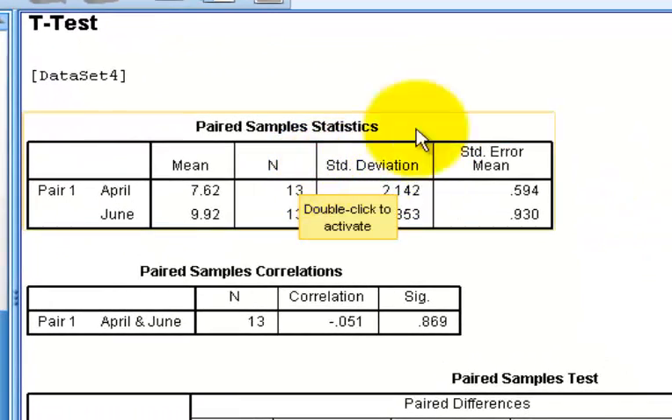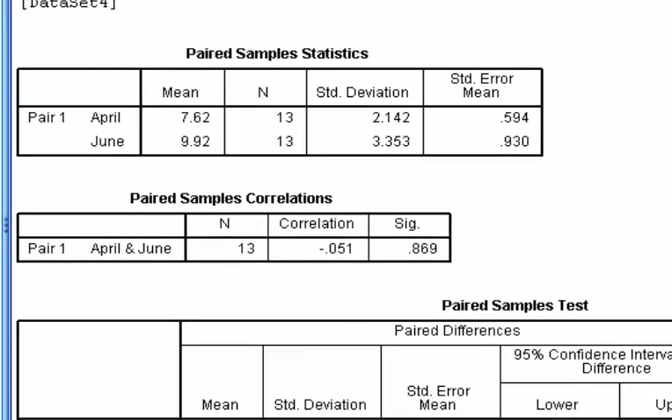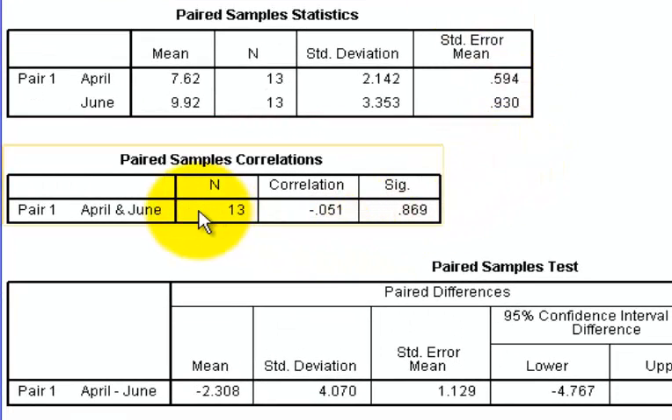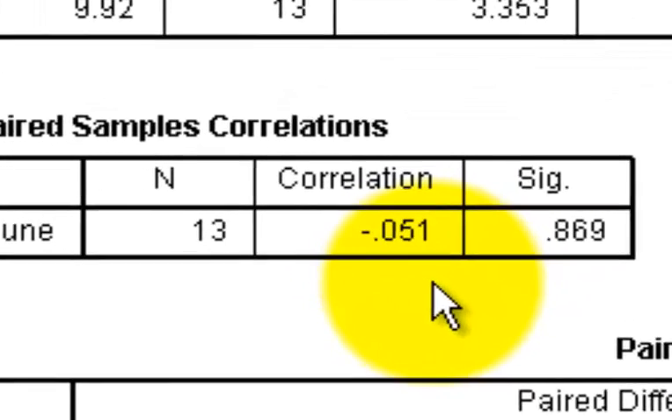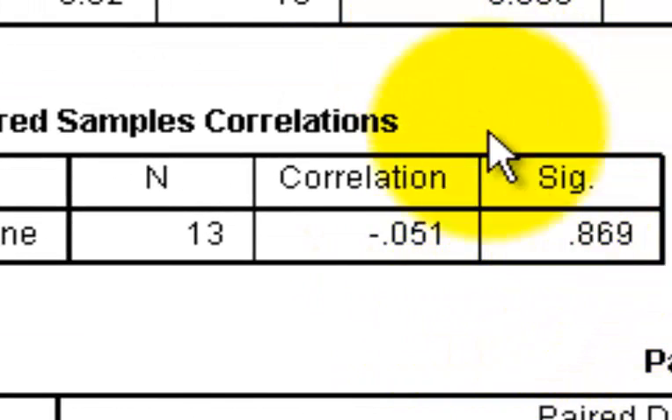Okay, 13 in each group. That's good. Correlation was not very strong whatsoever. So this might not have been the right test to run. Okay, that's basically what it's saying.